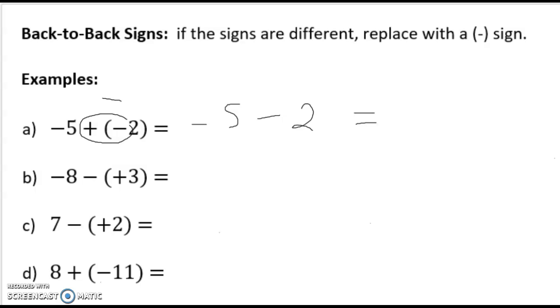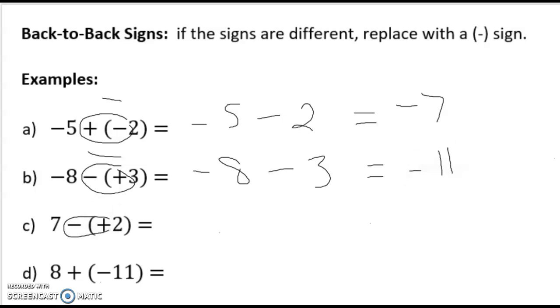My internet froze for a sec. So -5 minus 2 is -7. This next one, we have back-to-back signs, a positive and a negative. Once again, when the signs are different, replace with a negative sign. So it's going to be -8 minus 3, and if you did the math there, -8 minus 3 gives you -11.